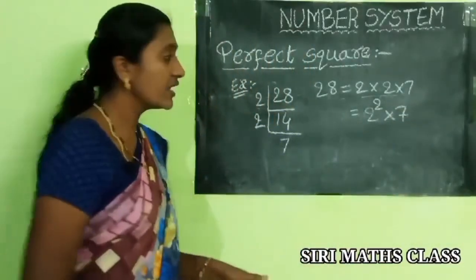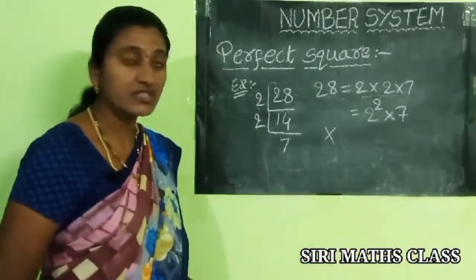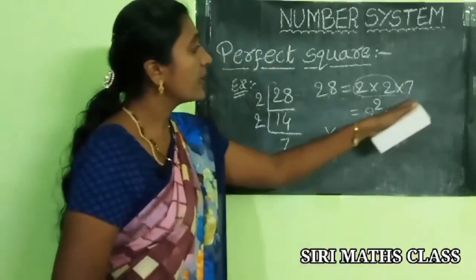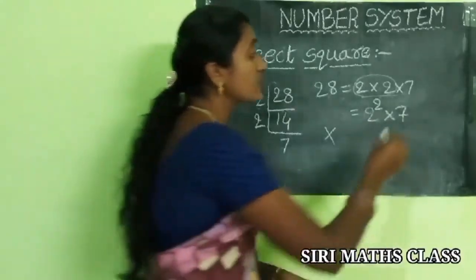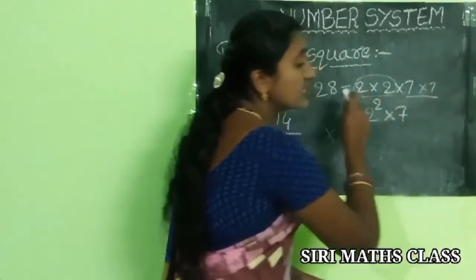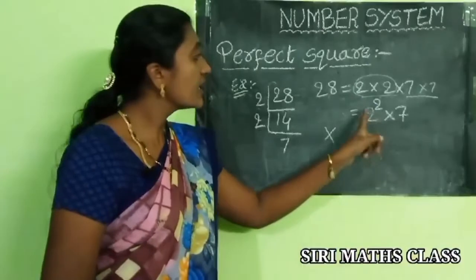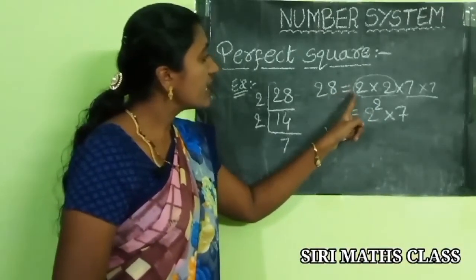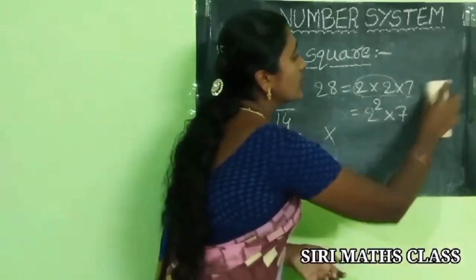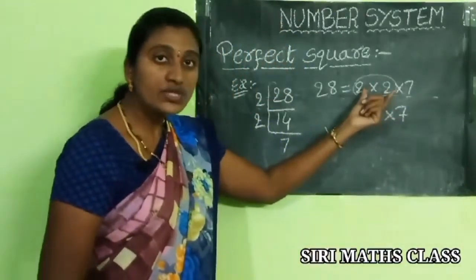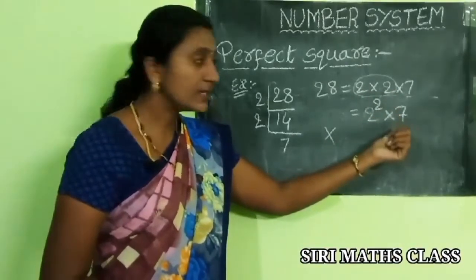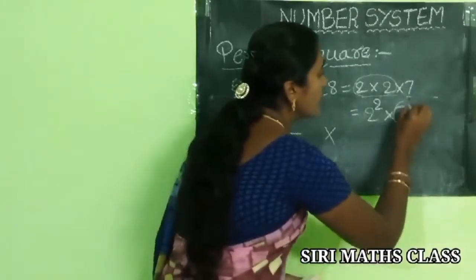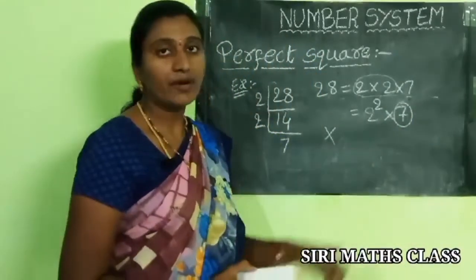Is this a perfect square? No, this is not a perfect square. Why? Because only one product can be written as a square, but 7 is only a single one. Suppose another 7 is there, then this is a perfect square. So 28 we can write as 2 into 2 into 7. The 2s are a pair, so 2 square, but only one 7 is there, a single number. That's why this is not a perfect square.